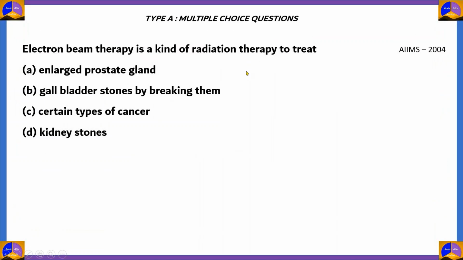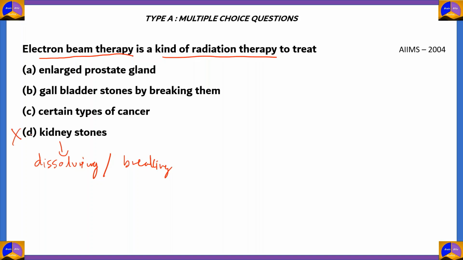Let's move on to the next question. Electron beam therapy. This is a kind of radiation therapy to treat which disease? A, enlarged prostate gland, B, gallbladder stones by breaking them, C, certain types of cancer, and D, kidney stones. Option D, kidney stones. How do you treat kidney stones? We either dissolve them using medications, or we break kidney stones surgically. So there is no form of electron beam therapy or radiation therapy. So option D is incorrect.